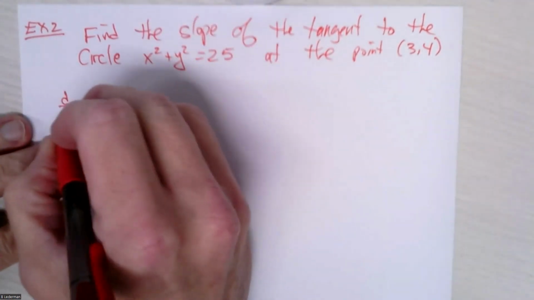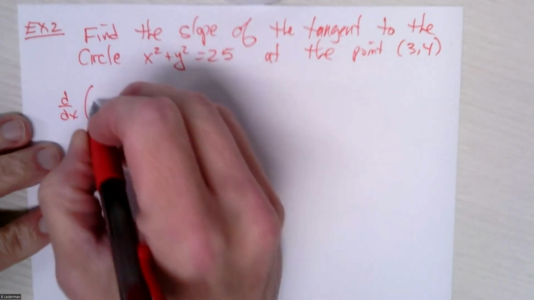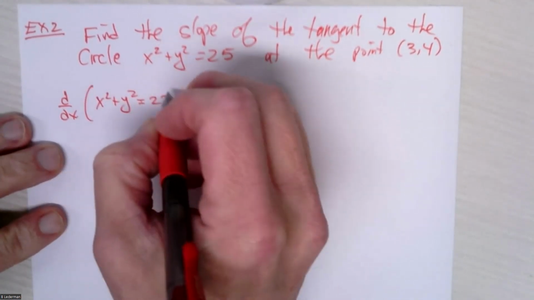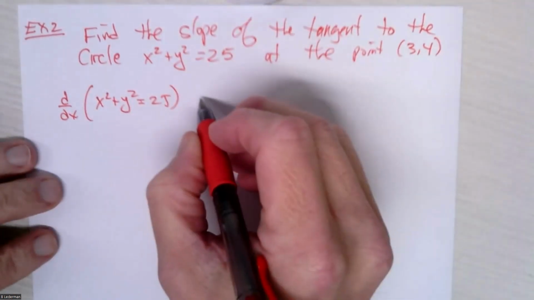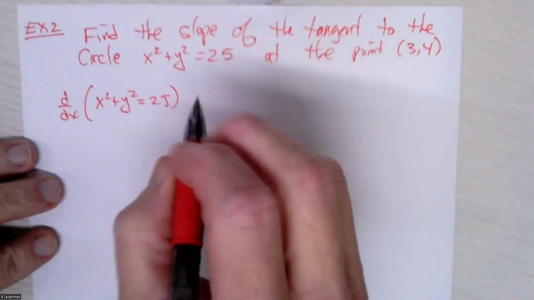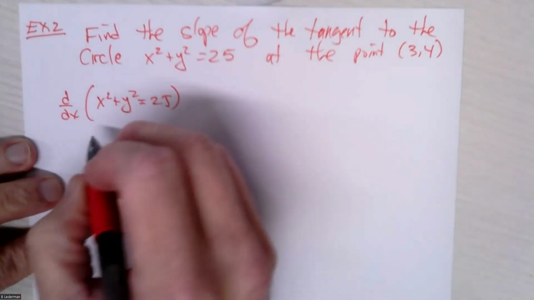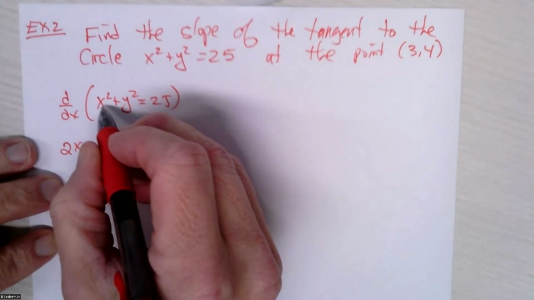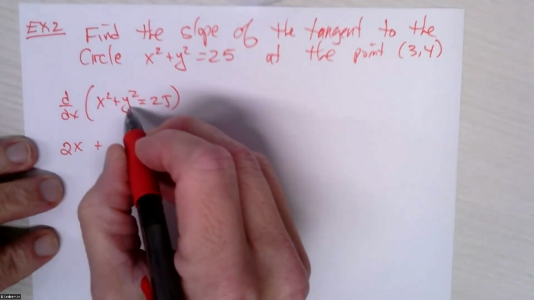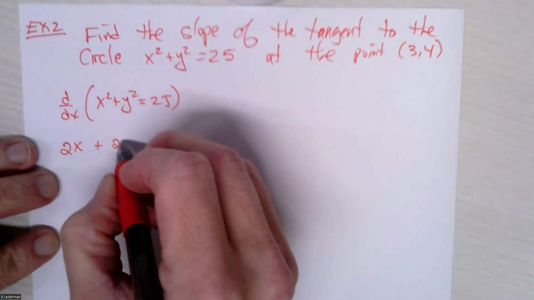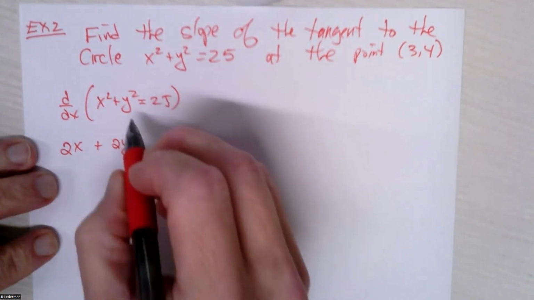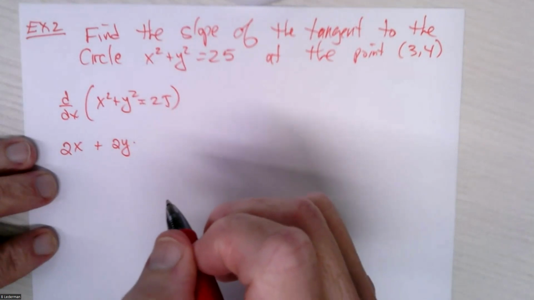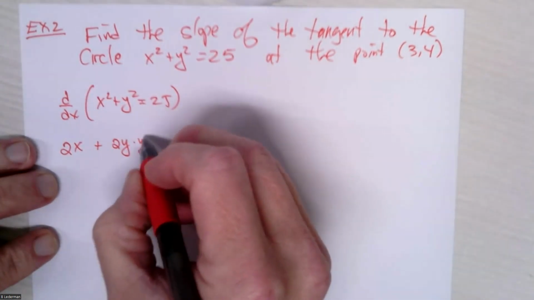So I'm basically taking d/dx of the whole equation, x squared plus y squared equals 25. I'm going to take the derivative of everything. The derivative of x squared is 2x. The derivative of y squared is 2y times the inner derivative. And I don't know what the inner derivative is exactly. I'm just going to call it y prime.